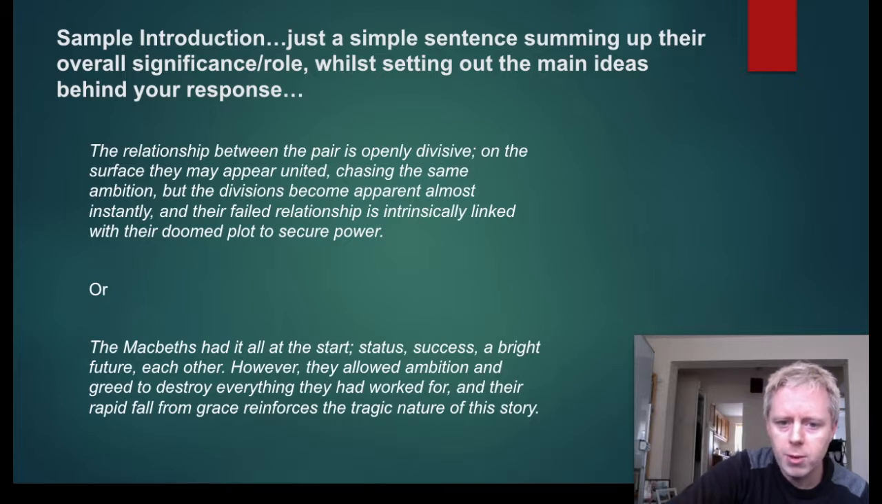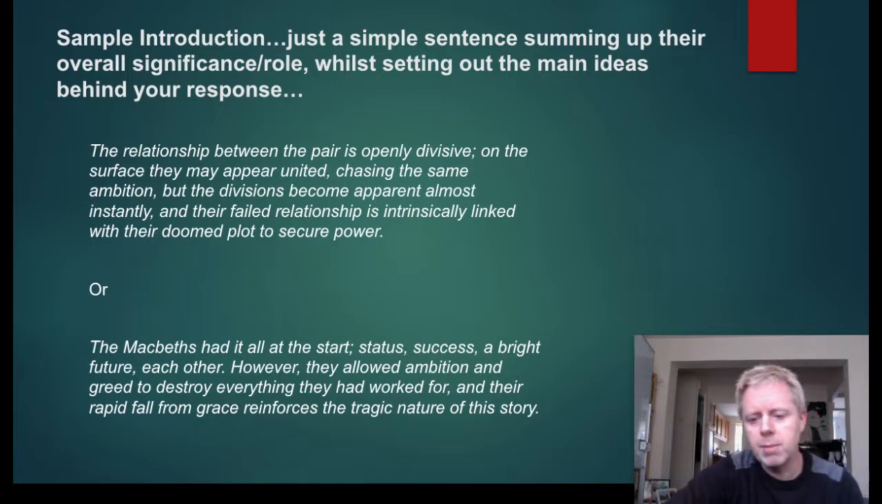So the relationship between the pair is openly divisive. On the surface, they may appear united, chasing the same ambition, but the divisions become apparent almost instantly, and their failed relationship is intrinsically linked with their doomed plot to secure power. Or the Macbeths had it all at the start: status, success, a bright future, each other. However, they allowed ambition and greed to destroy everything they'd worked for, and their rapid fall from grace reinforces the tragic nature of this story.